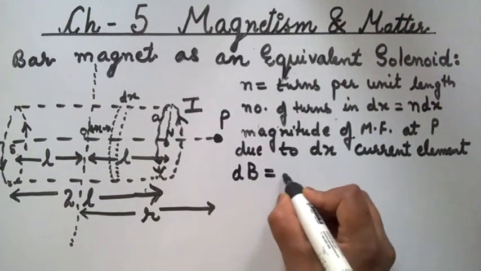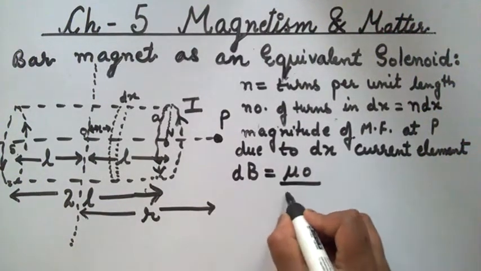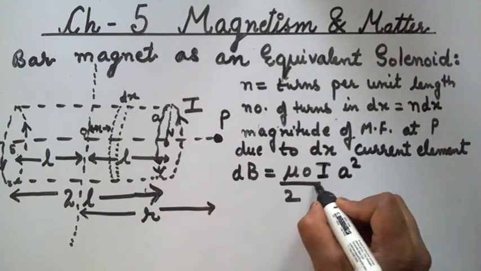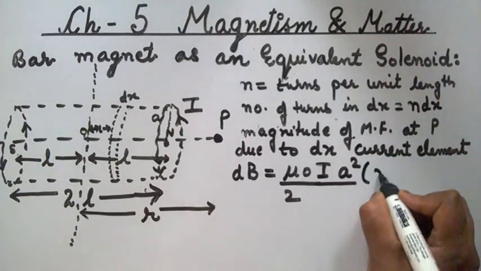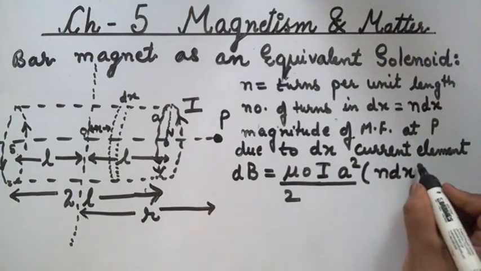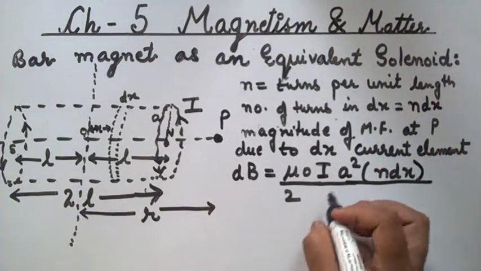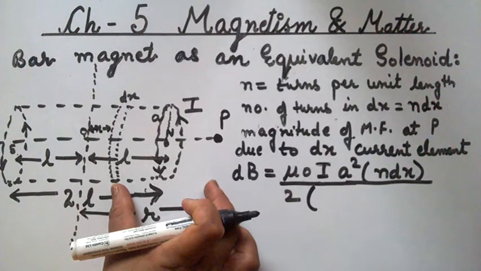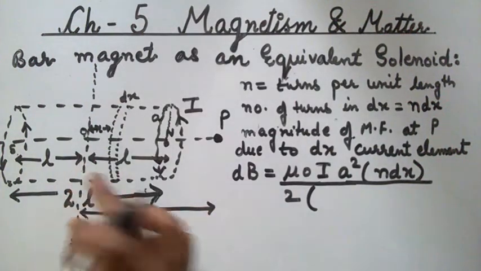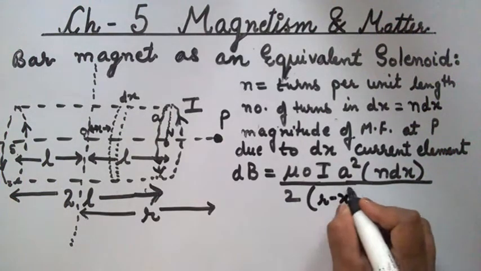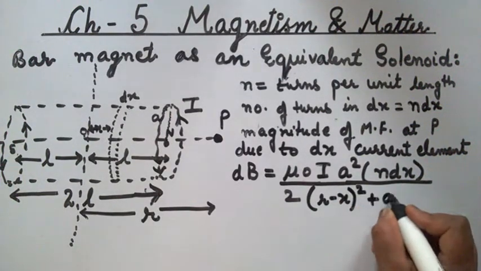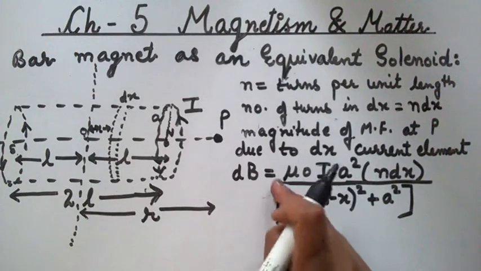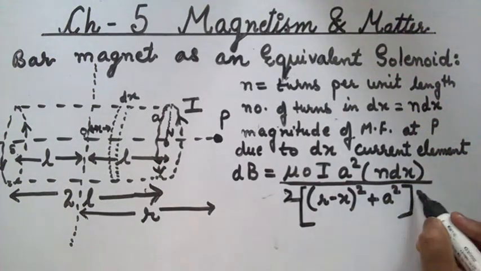dB equals mu naught by 2, I a square, where a is the radius of the solenoid, into the number of turns in the small current element, by the distance from the current element to point P, which is r minus x, so (r minus x) whole square plus a square, whole power 3 by 2.